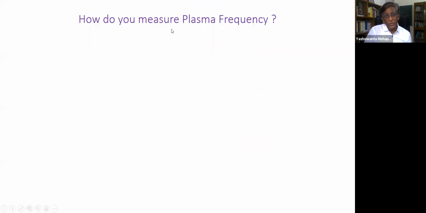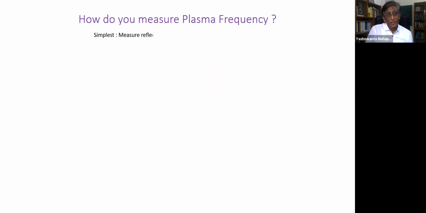Now, can we measure this plasma frequency? There are many experiments, but the simplest I can think of: in one region the metal is reflecting, and in the other region it is letting the wave pass. So what do I measure experimentally? I can measure reflectivity.